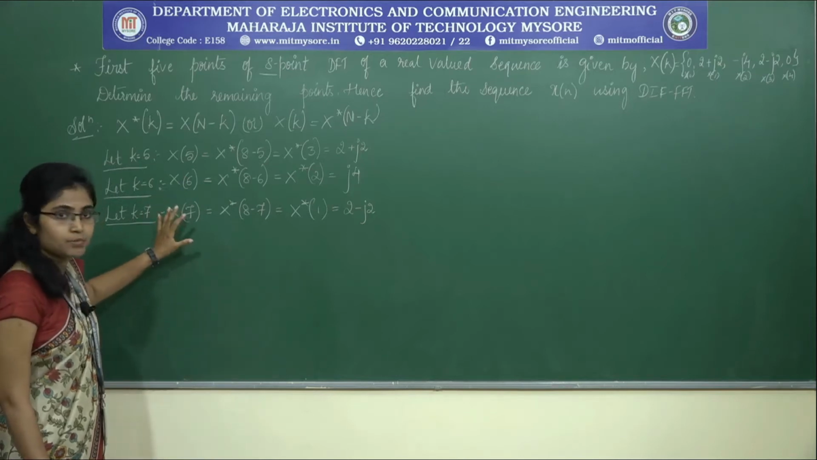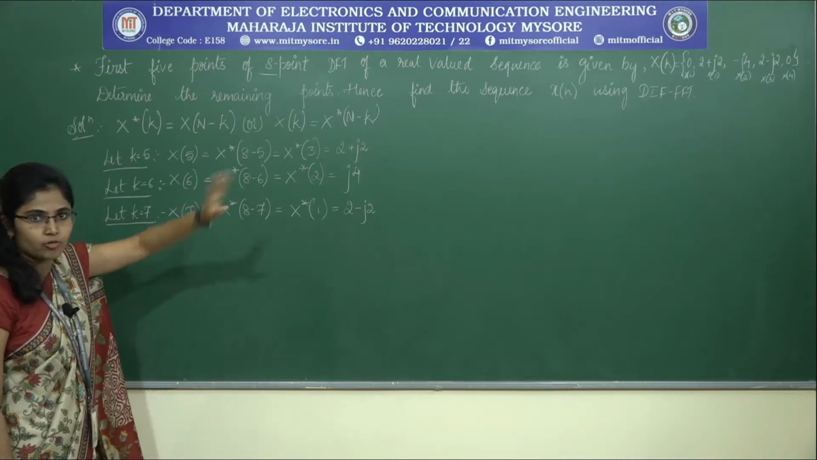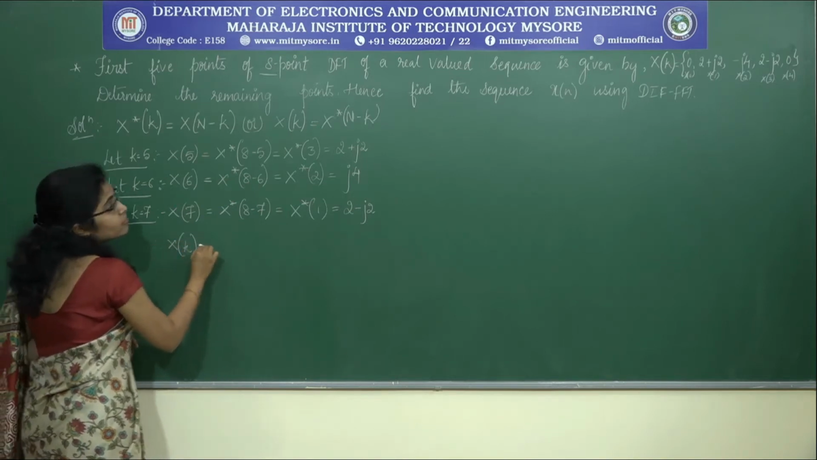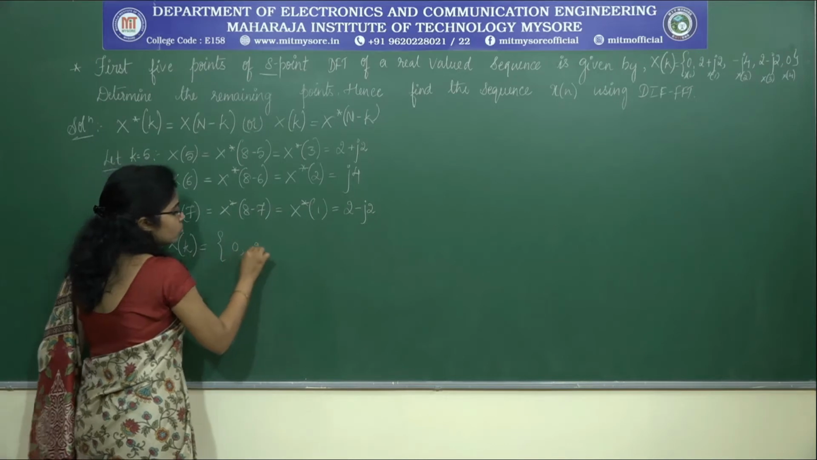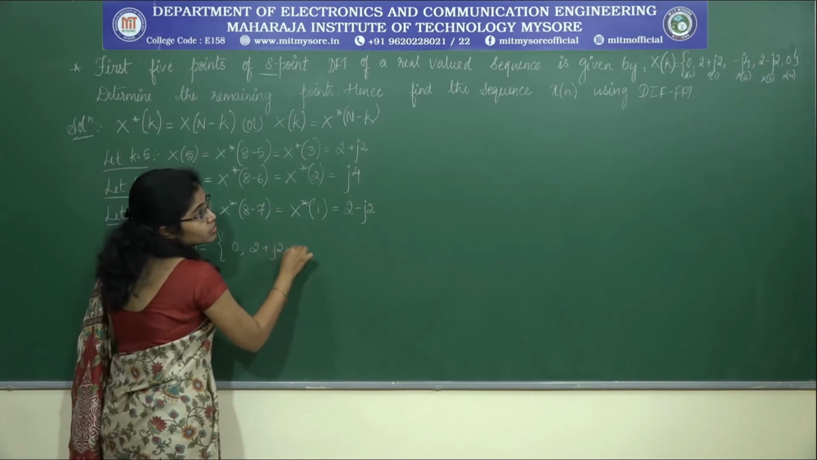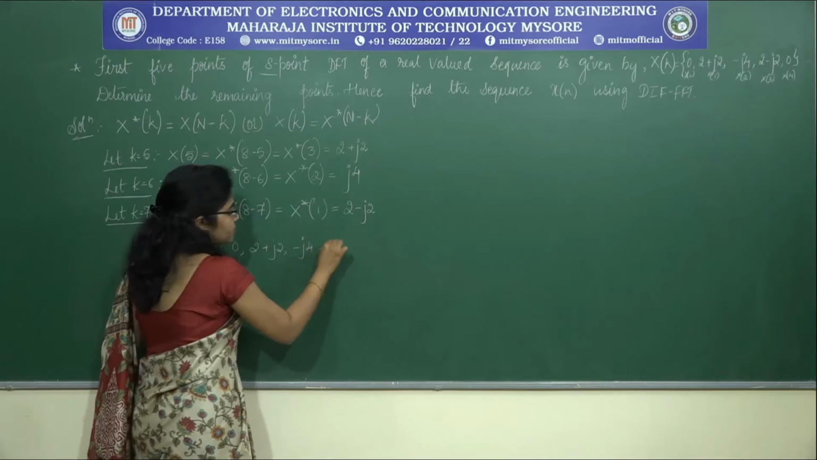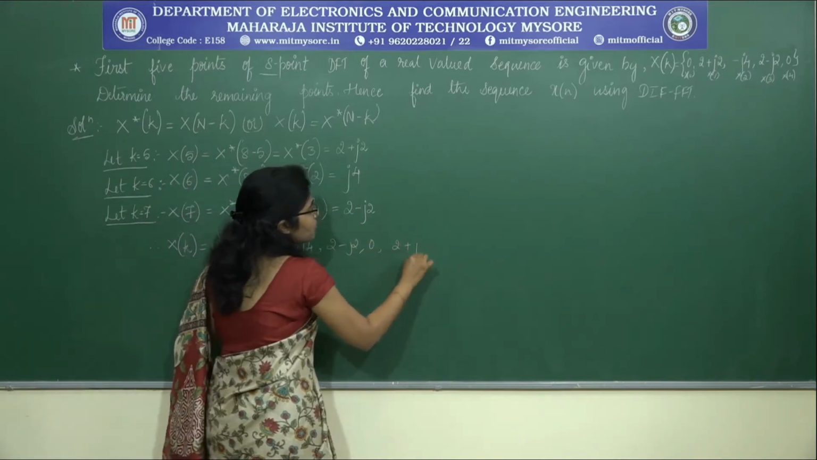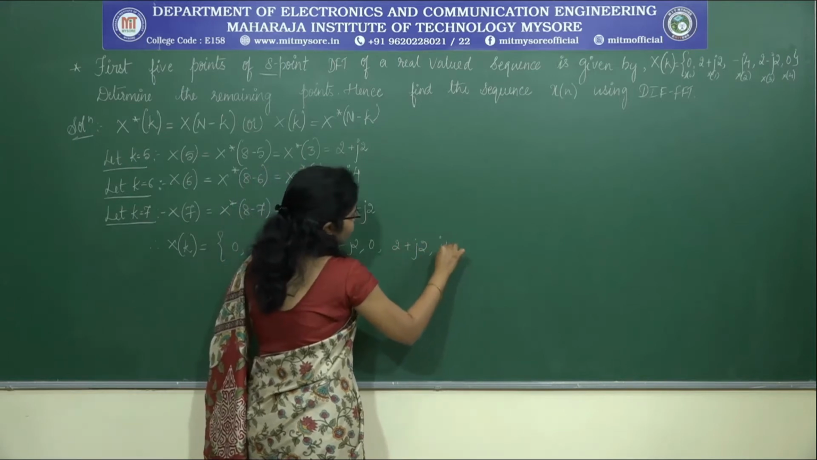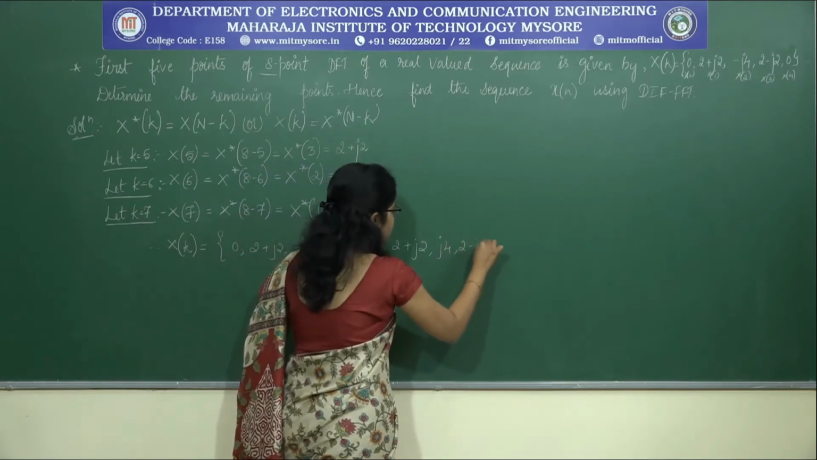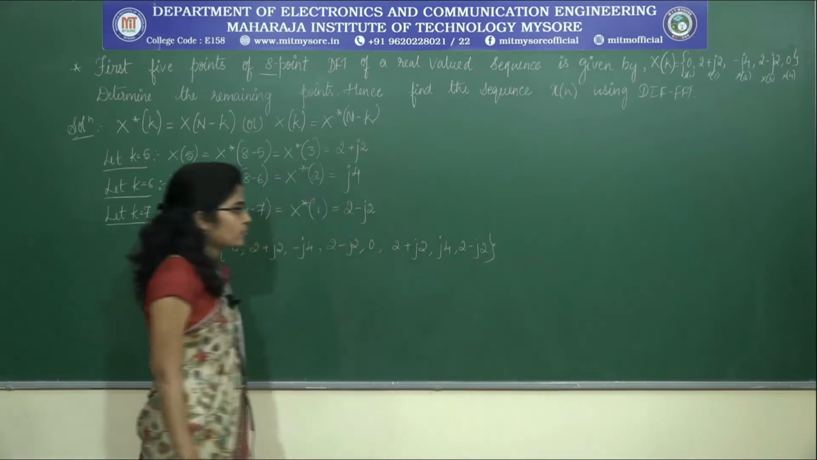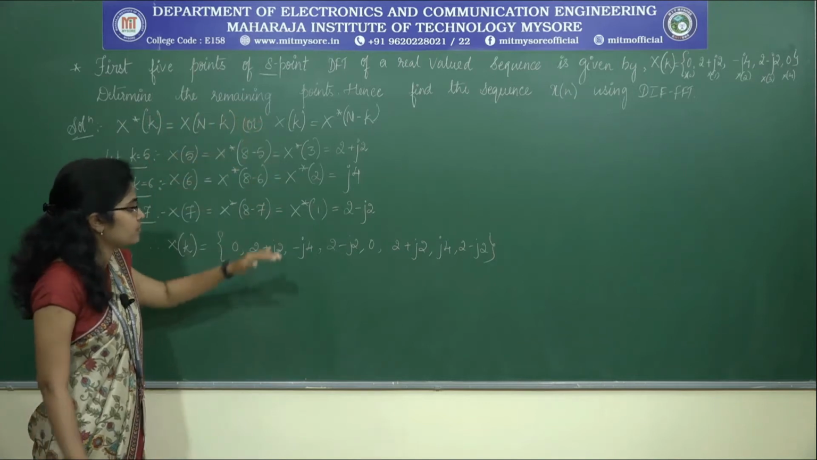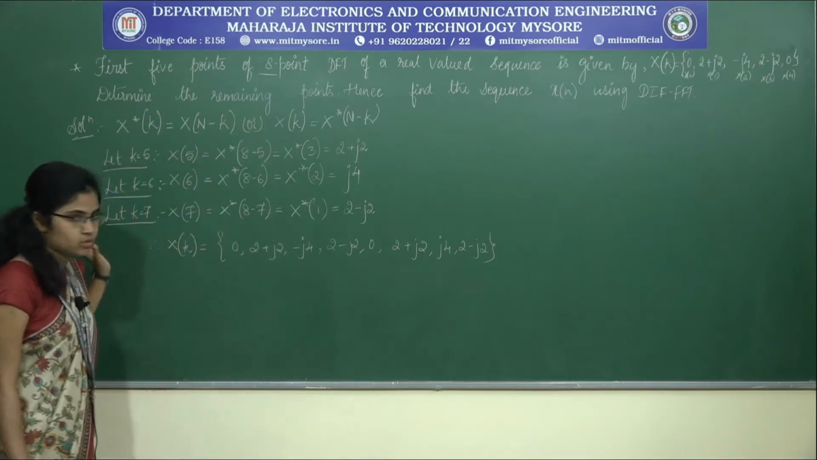So did we get all the samples? Yes. Now let me tabulate and find out the overall X(k). Therefore, X(k) will be equal to 0, 2 plus j2, minus j4, 2 minus j2, 0, 2 plus j2, j4 and 2 minus j2. So what we did? We completed the first question, that was to determine the remaining points. We found out the remaining points and completed X(k).